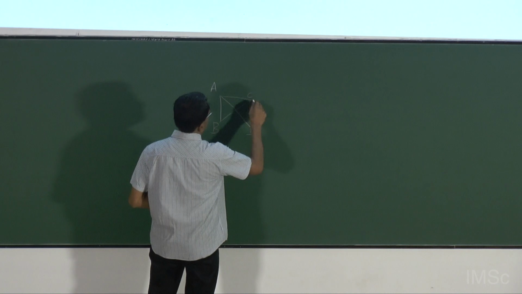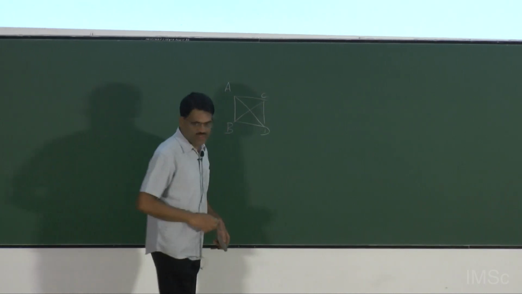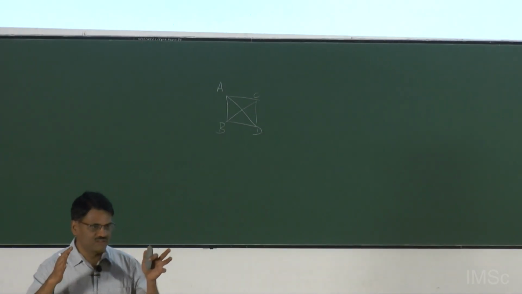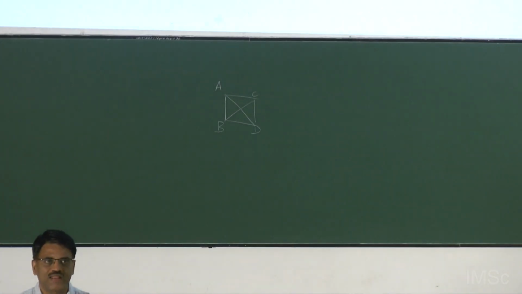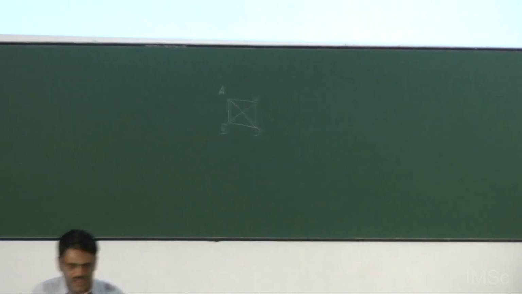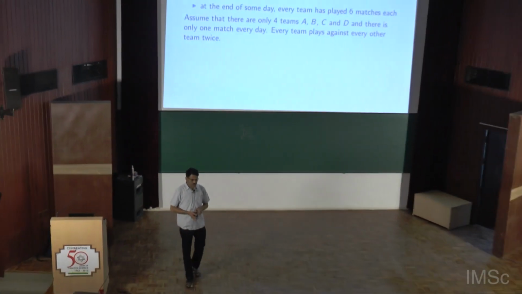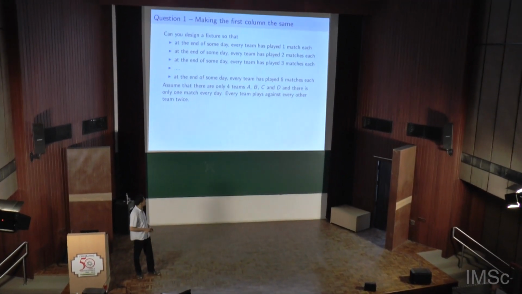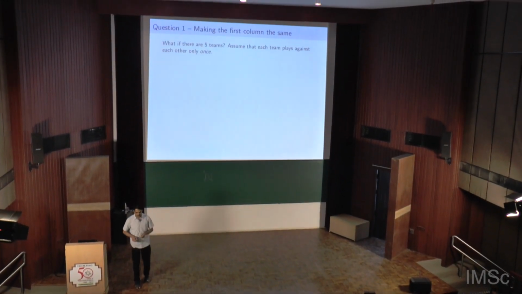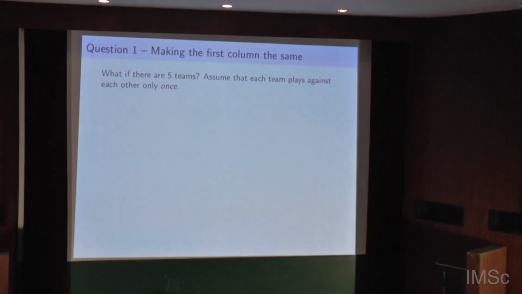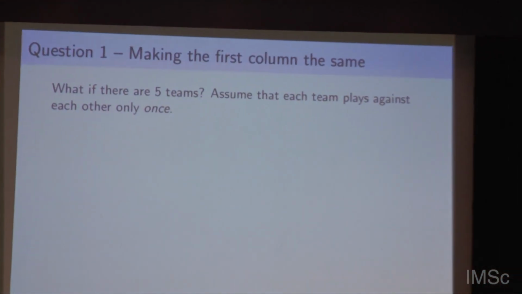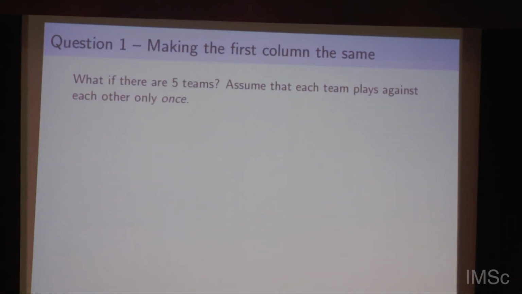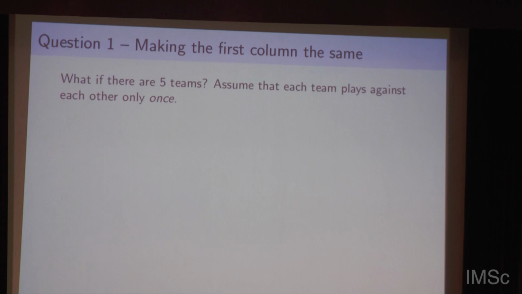Okay? And then you finished with 3, and you can sort of repeat this for the next round as well, so that you have a synchrony of everybody has played the exact number of matches at the end of some day. Okay? What if there are 5 teams? Can you do the same? No. Okay. What is not possible?